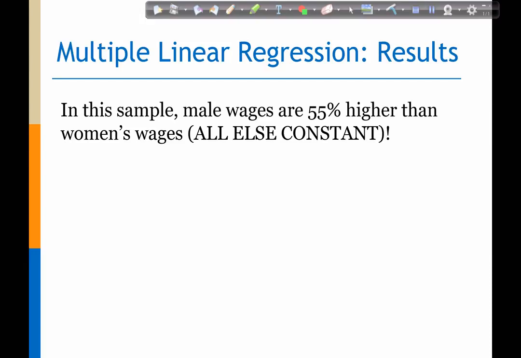Now that seems like a really big number, and in real life it is very big. So typically we don't find that men earn 55% more than women. So I am just going to attribute that to the fact that I probably haven't estimated the best model of wages that I can. I probably should include a lot of other things in my model because there are many other things that affect wages.